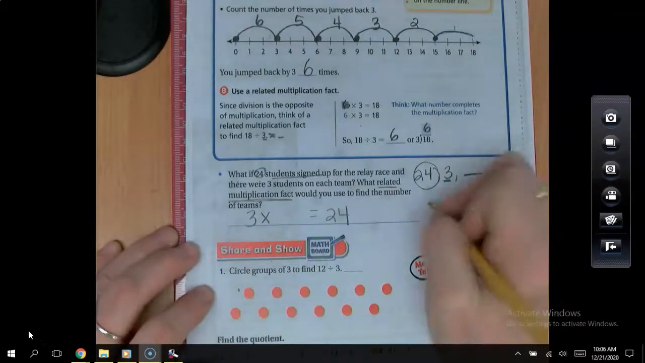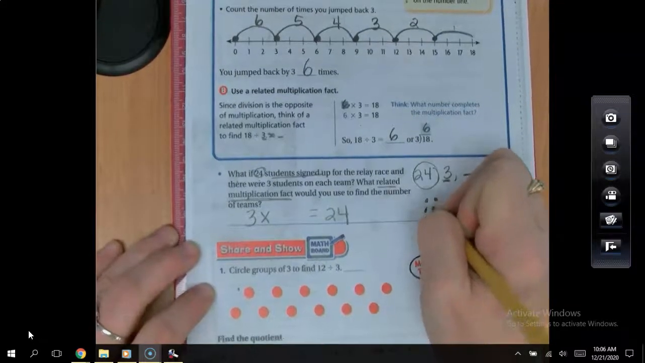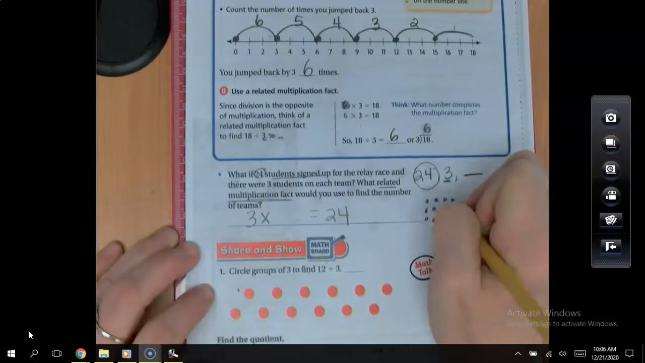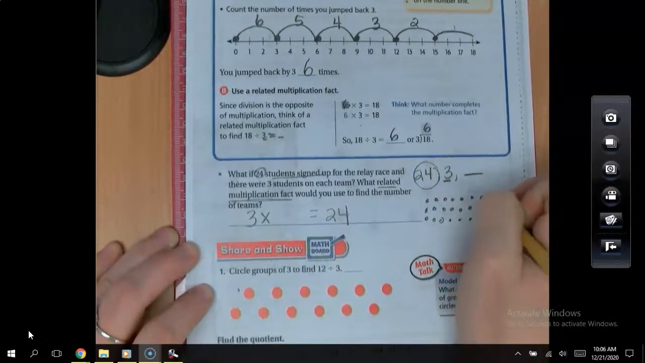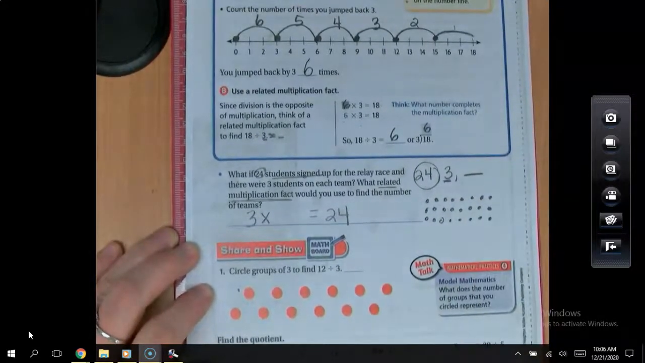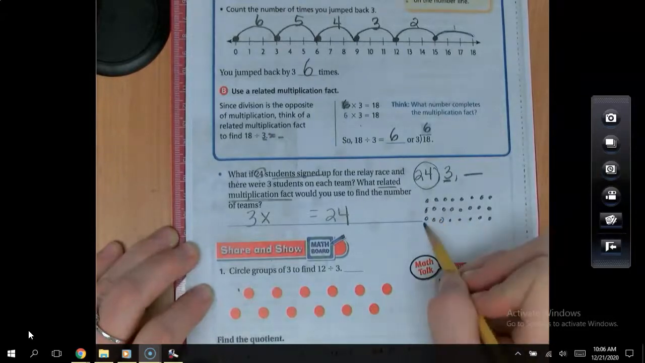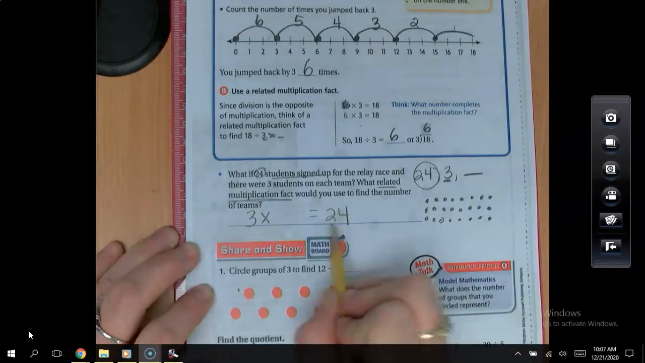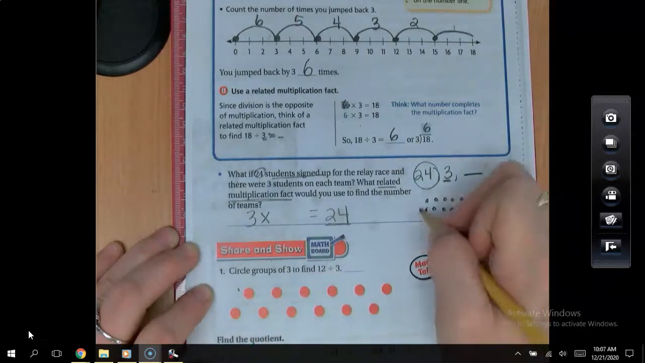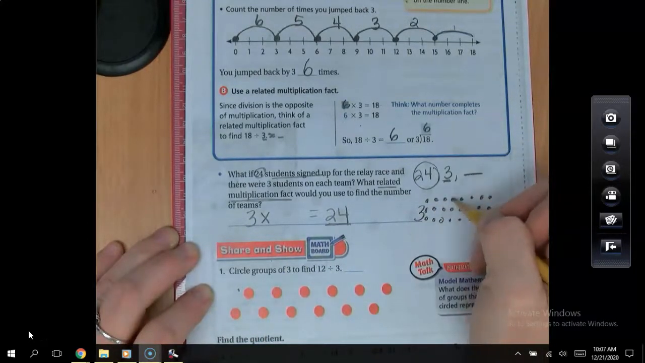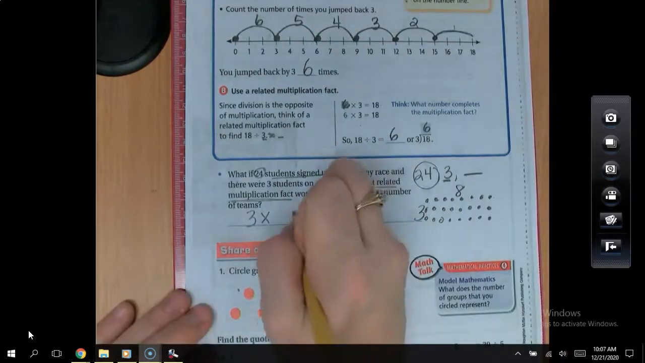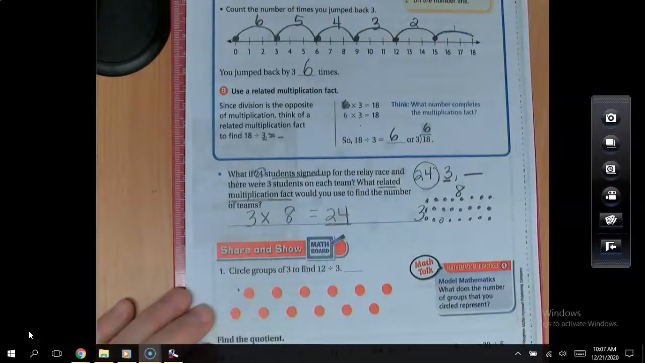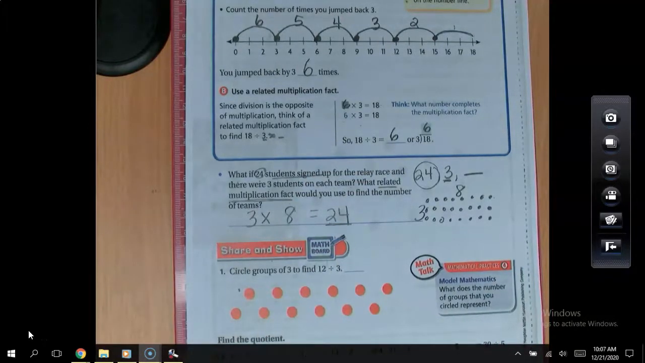So, 1, 2, 3, 4, 5, 6, 7, 8, 9, 10, 11, 12, 13, 14, 15, 16, 17, 18, 19, 20, 21, 22, 23, 24. I have an array. I made an array. I did 3 down. I kept on doing 3 down until I got to 24 because I have a missing factor. Now I'm going to label my array. 3, 1, 2, 3, 4, 5, 6, 7, 8. What is my missing factor? 8. 3 times 8 equals 24. Great job.